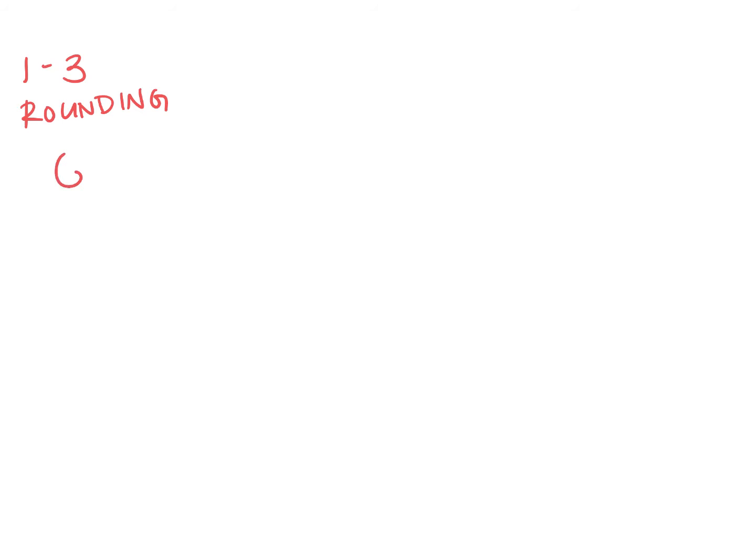So if we look at 6,578, we need to identify the different place values. So the 8 here means 8 ones. The 7 here means 7 tens. So if we're thinking about those base 10 blocks, that's 10, 20, 30, 40, 50, 60, 70. So this here is equal to 8.